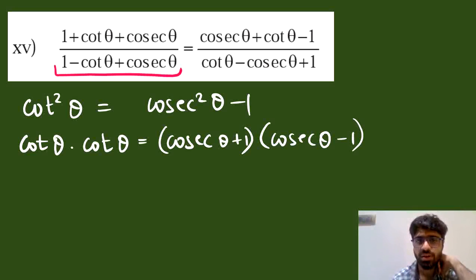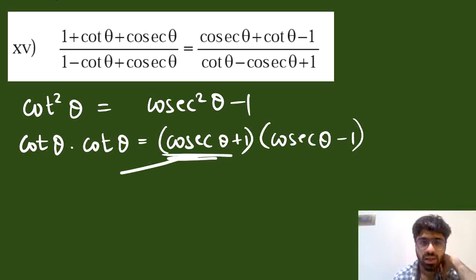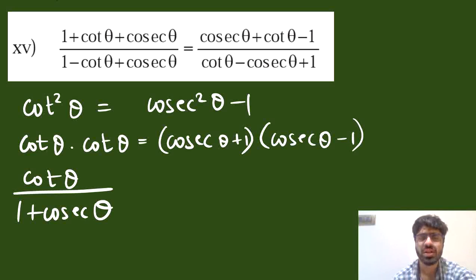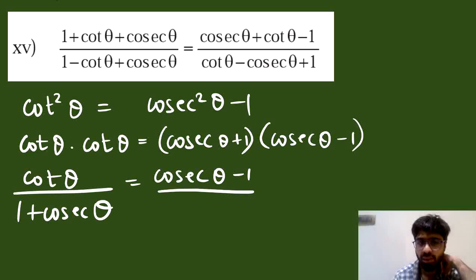Let's check the denominator. We need a 1 plus cosec theta in the denominator. So I think we will try to keep 1 plus cosec theta in the denominator of the left and bring cot theta in the denominator on the right. So we will have cot theta upon 1 plus cosec theta. 1 plus cosec theta or cosec theta plus 1 is one and the same. That should be equal to, on the right hand side, we have cosec theta minus 1 upon cot theta.